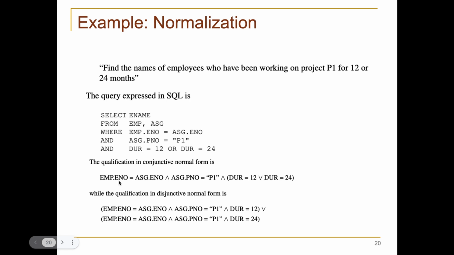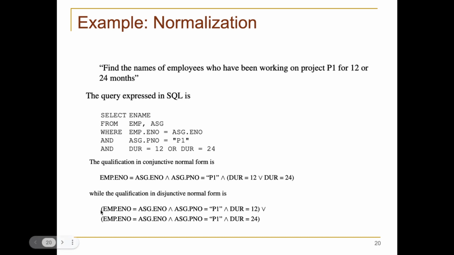In order to transform this conjunctive normal form into disjunctive normal form, so that we can easily simplify the query on the consecutive operations of query decomposition, the disjunctive normal form is written as employee.employee number is equal to assignment.employee number, one predicate, and assignment.project number is equal to P1, and duration is equal to 12, or employee.employee number is equal to assignment.employee number, and assignment.project number is equal to P1, and duration is equal to 24.